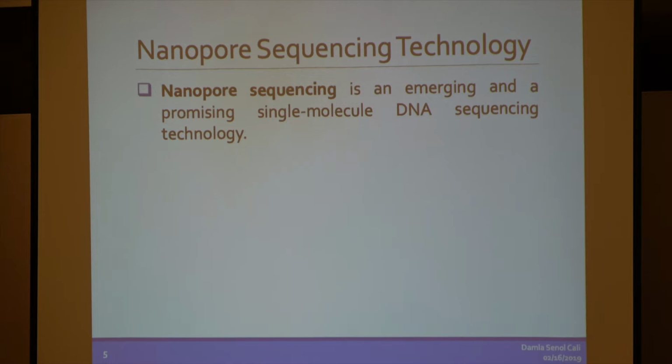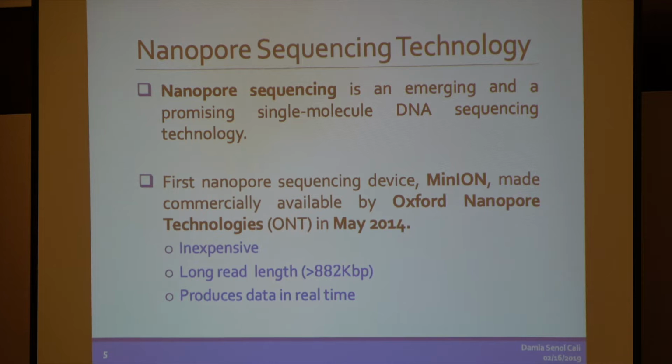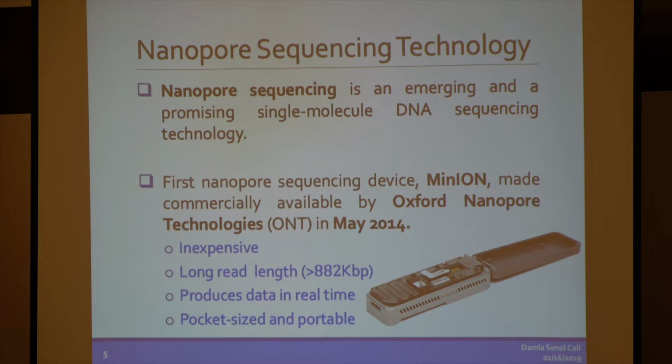So nanopore sequencing technology, as I said, is an emerging and promising DNA sequencing technology. The first nanopore sequencing device, Minion, was made commercially available by Oxford Nanopore Technologies in 2014, and it's an inexpensive device, and it can generate long reads, as I said. And these days, these long reads can reach millions of bases. It produces data in real time. Also, it's a pocket size and portable device, which is just a USB-sized device. And this is the Minion.